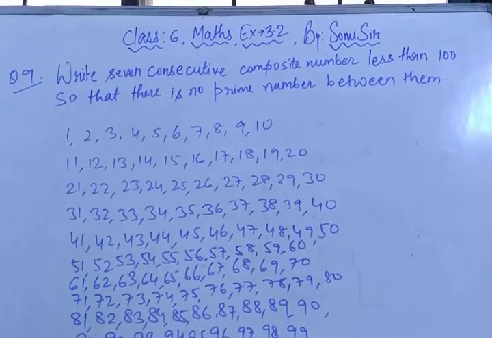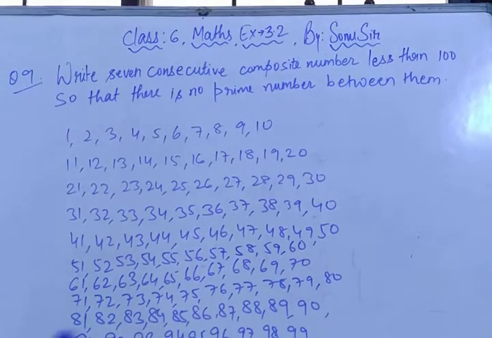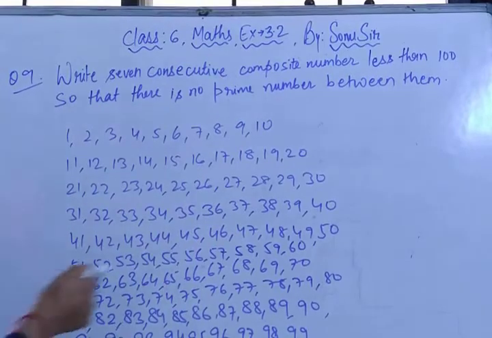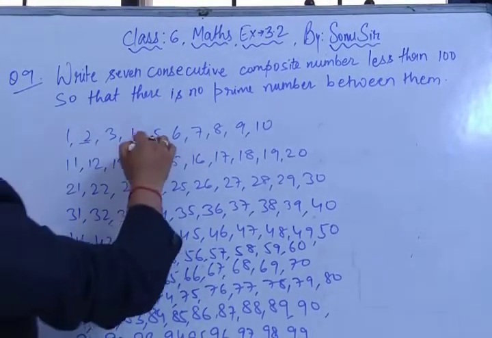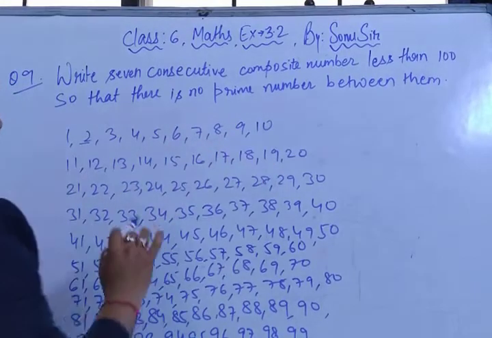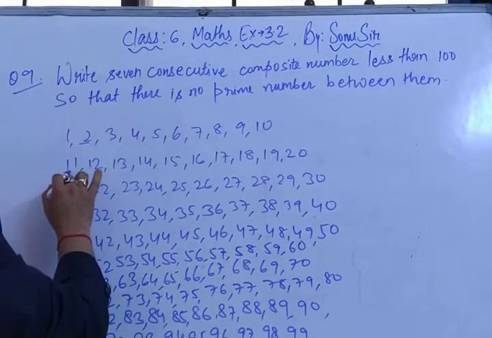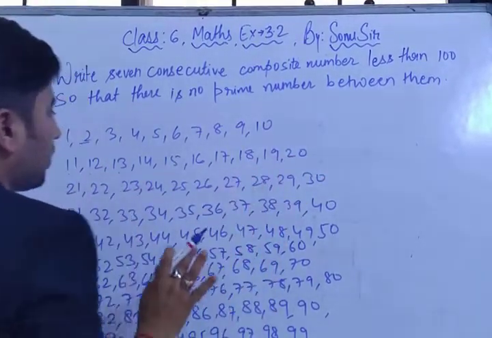What you have to do in this number, you have to just find 7 consecutive composite numbers, means continuously composite numbers, which are less than 100, and there is no prime number between them. If we start from 2, then 3 is a prime number, 5 is a prime number, in this series I don't think so. Continuously 7 numbers will not be there. So 11 is a prime number, 12 composite, 13 prime, so in this series also, I don't think so.